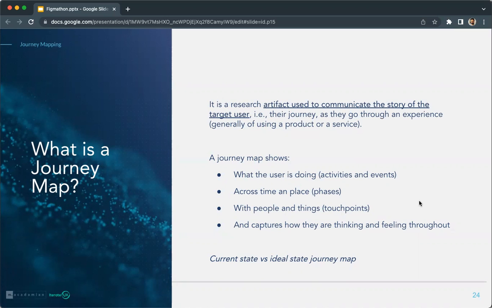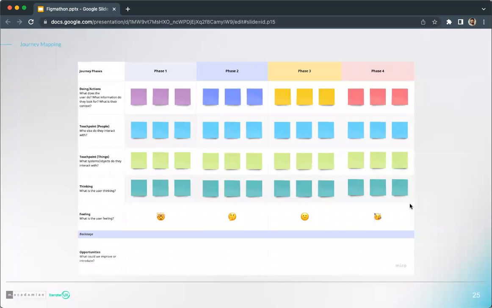In terms of what it looks like, it looks somewhat like this. You basically go to any tool, Figma or Miro. You define what the journey phases are. So you identify what the phases are, what the users are doing, what the touch points are for people as well as things, what they're thinking, what they're feeling. And then once you've done this activity, you can also think of different opportunities to improve the experience at each phase. So let's talk a bit more in detail about what these different things cover.